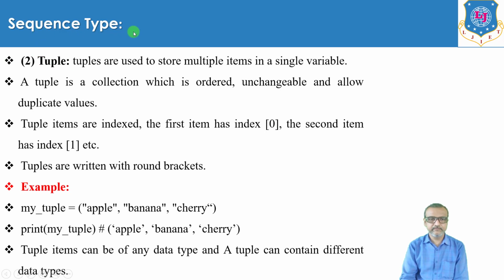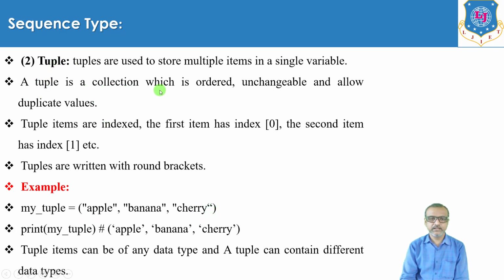Now we will see the second sequence type, that is tuple. So what is a tuple? Tuples are used to store multiple items in a single variable. See, a tuple is the same as a list, but you have to keep in mind two important differences between list and tuple. In a list we can change the elements, whereas in a tuple we cannot change the elements. To create a list we use square brackets, and to create a tuple we use round brackets or parentheses. So this is the main difference between list and tuple.